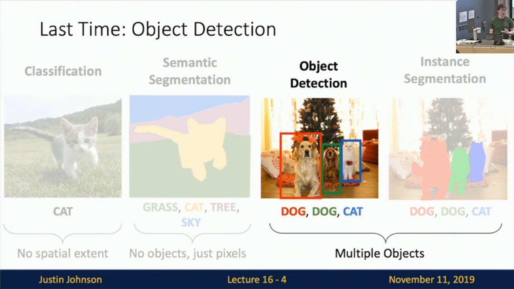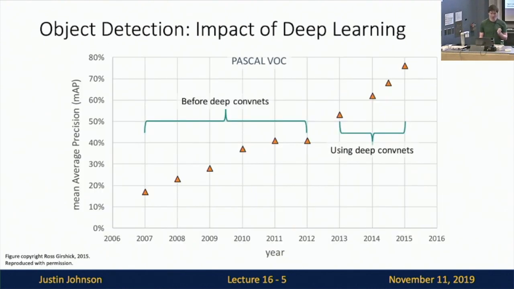I think that we went a bit fast through a lot of the concepts in object detection in the last lecture, so I wanted to recap a little bit some of the most salient points from last lecture. And one point that we forgot to make last lecture is just how important deep learning has been to the task of object detection.